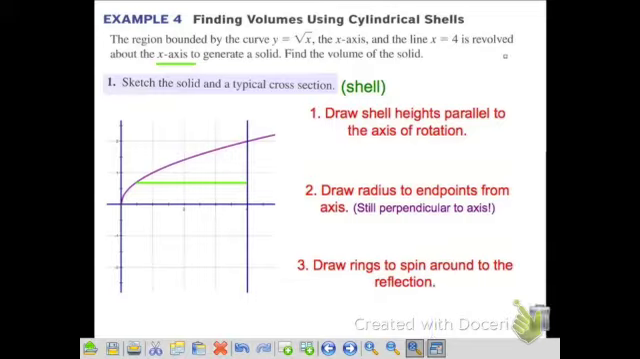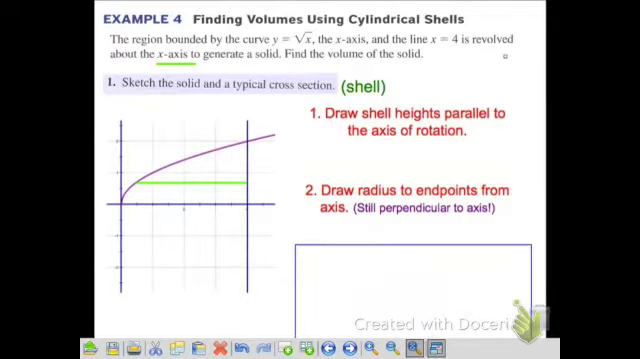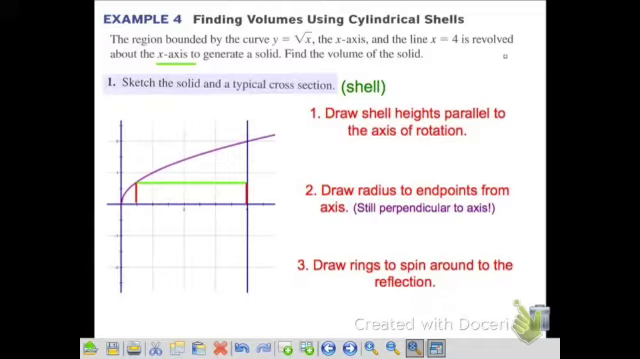And then next I'm going to draw a radius from the endpoints to the axis. So if I'm thinking about the radius of this, my radius could be drawn on either side. Notice in this case that is a y value. And then the last part of this is I'm going to draw rings to spin around of here. And so my rings are going to be going from where my function is and down so that it's kind of reflected over there. And I can draw that on both sides.